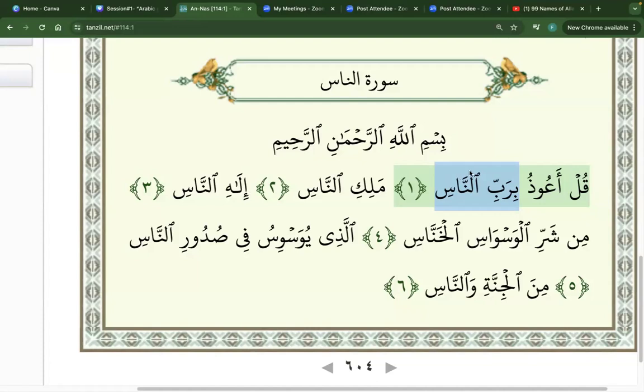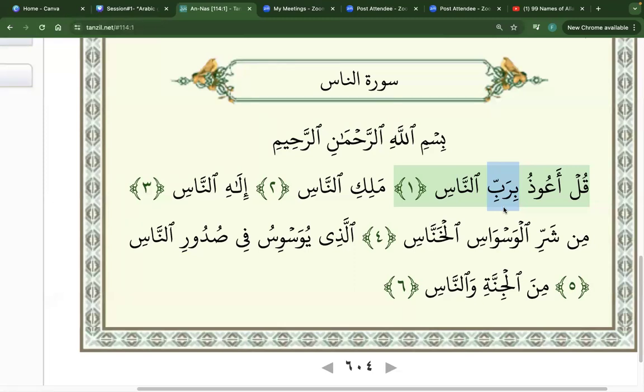Okay, good job. Now tell me why this word is jar in status. Give me the reason. There are only two reasons, not three, Ahmed. Only two reasons for the word to be jar. Give me why the word Rabbi is jar. In the Rabb of the people.